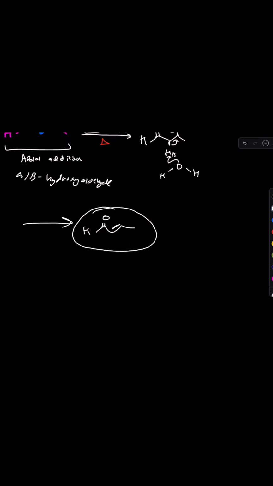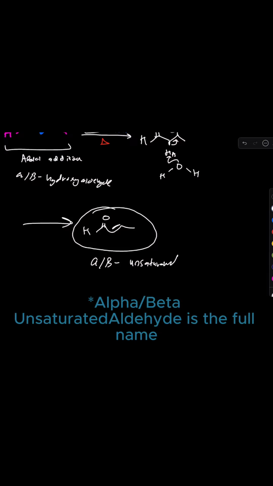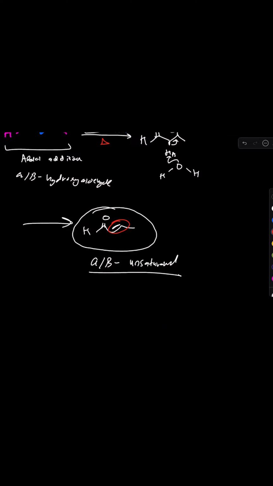You get alpha beta unsaturated. And it's unsaturated because of the double bond we have, because it's not fully saturated with the max amount of carbons it could have.